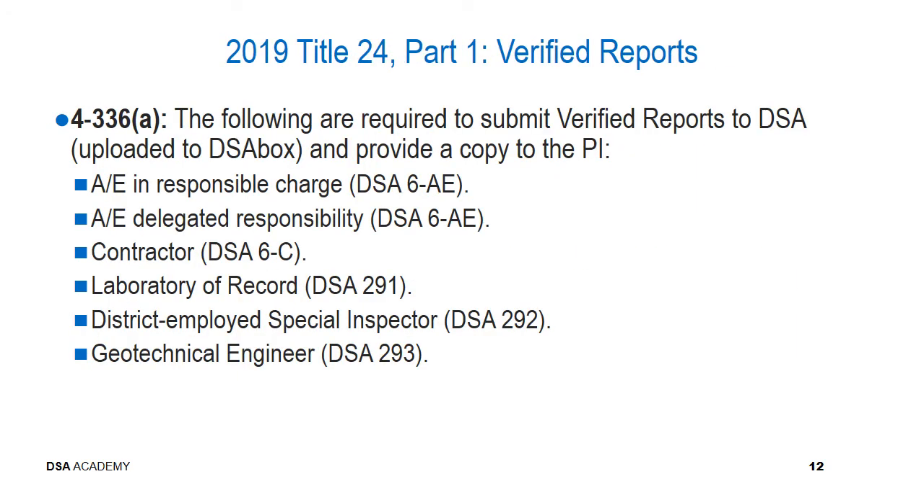Regarding verified reports, there's been no changes here compared to the previous codes. In 4-336A, the following are required to submit verified reports to us, and as you are likely familiar with, those are to be uploaded to DSAbox, and a copy is to be provided to you, the inspector. So it's the design professional responsible charge. They provide the 6AE, as do design professionals that have been delegated responsibility, the contractor, the laboratory of record, the district employed special inspectors. These are those that are independently and directly employed by the school district, and the geotechnical engineer. These are the same forms that have been required for several years now, and there's been no changes.